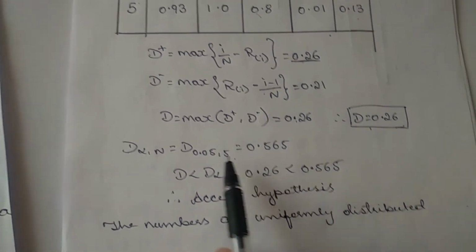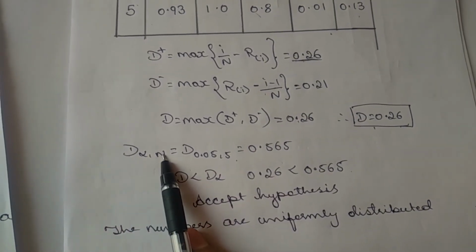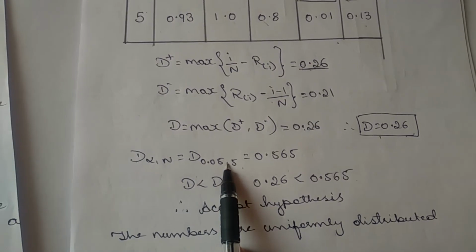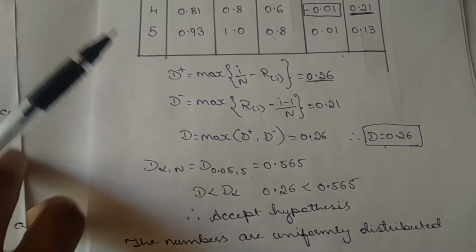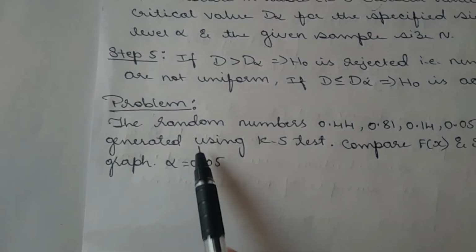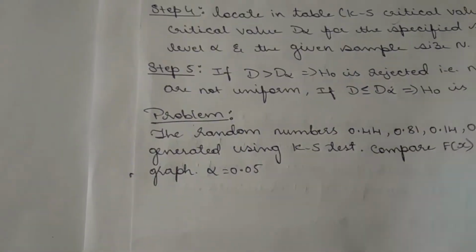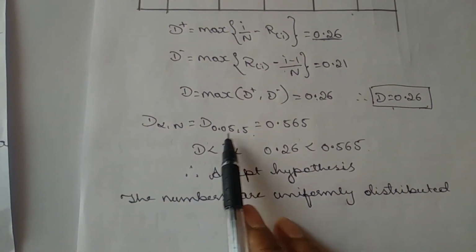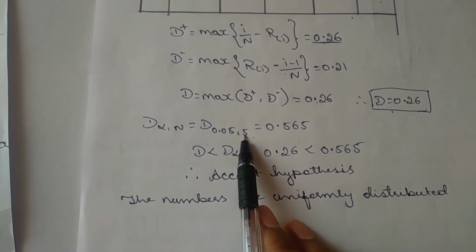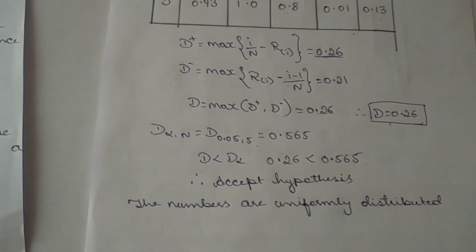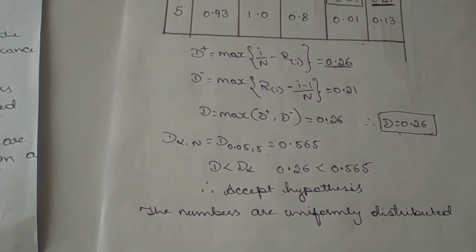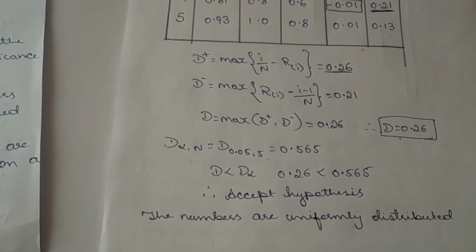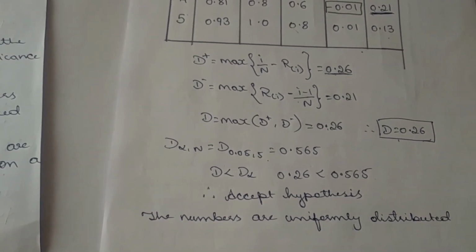Okay. Now what is D alpha? D alpha comma N. That is 0.05. The alpha value is given in the question. See, alpha is equal to 0.05. So D alpha comma N, alpha is 0.05, N is 5. Already we know. So this value you have to find out from the KS table.